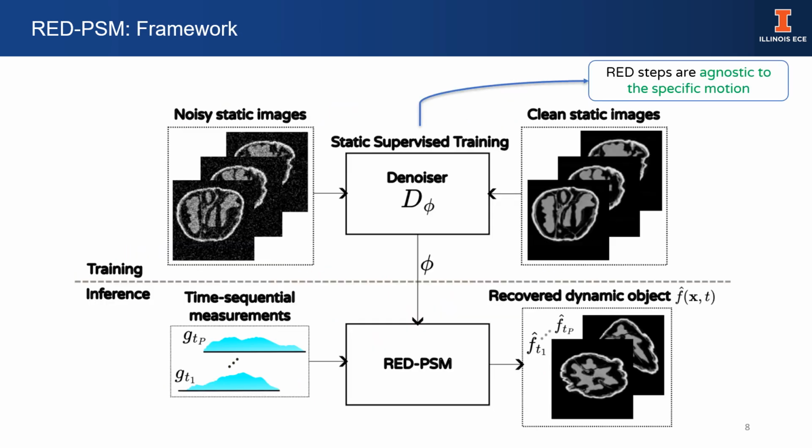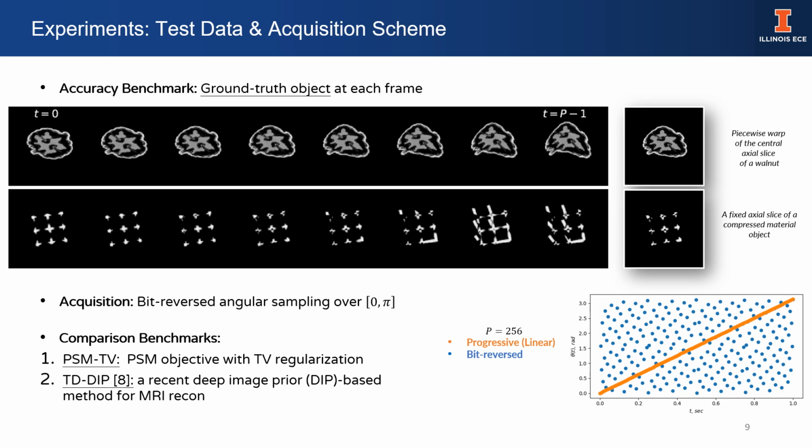The RED-PSM framework is composed of the denoiser pre-training on static slices of similar objects and the inference stage where the object is recovered from its undersampled time sequential measurements. Thanks to the static supervised training, RED steps are agnostic to the specific motion. The accuracy benchmark is the ground truth object at each frame, and we use bit reversed angular sampling for all scenarios.